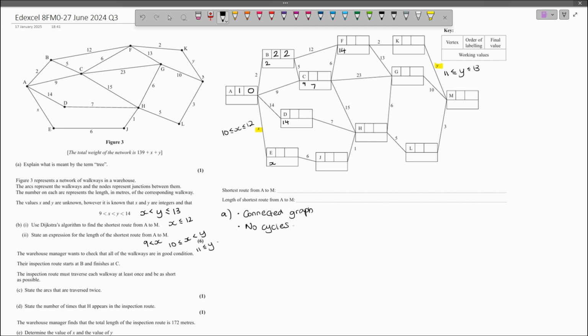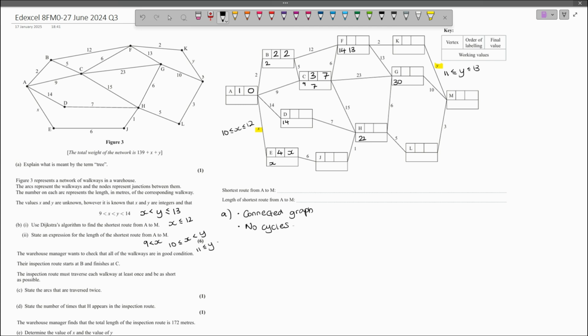7 is my smallest working value at a vertex that's not been visited. So I'm going to visit C next, and it has a final value of 7. That means the working value of F gets updated to 13, G gets updated to 30, and H gets updated to 22. The next smallest working value is either going to be 13 or x, but x is between 10 and 12, so x is next.